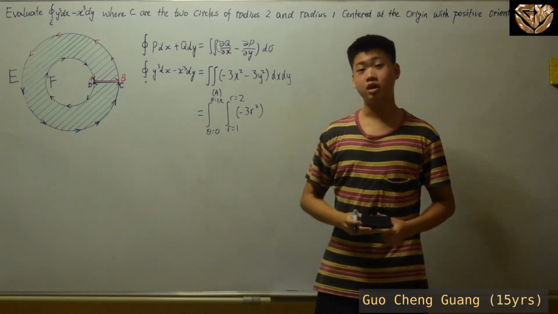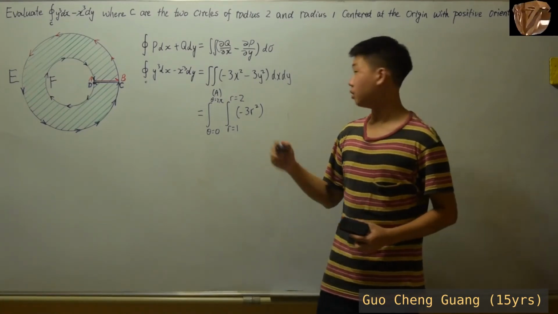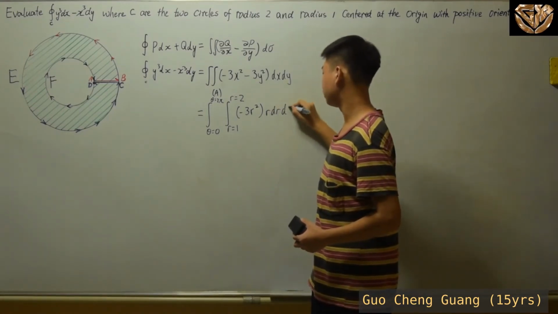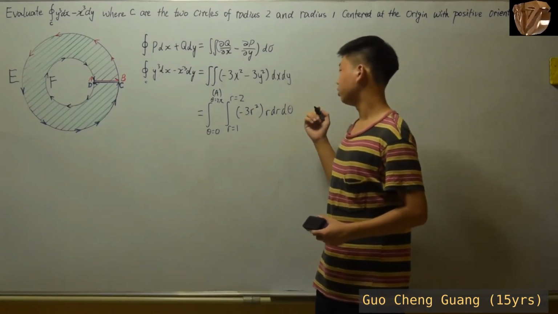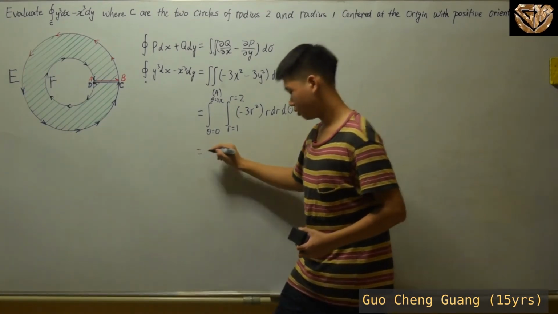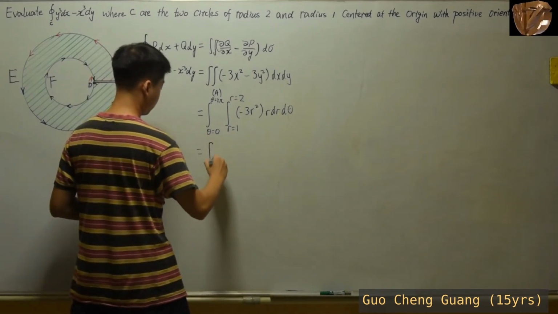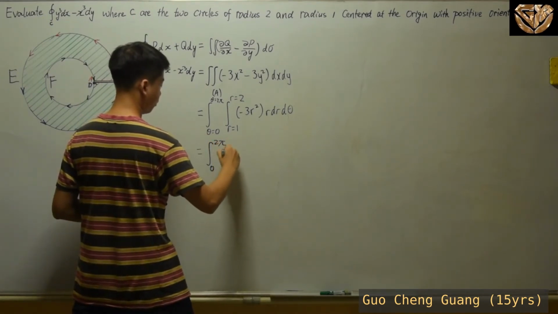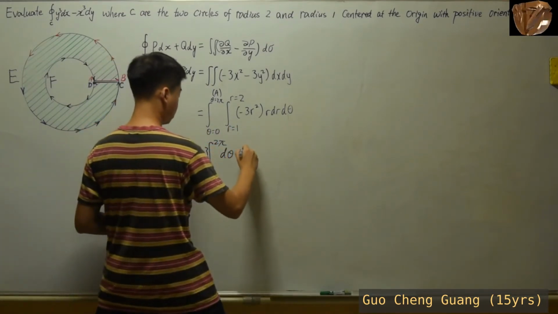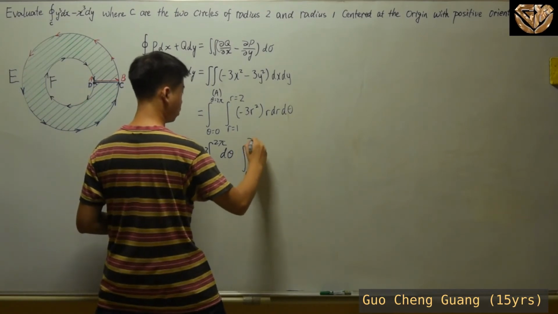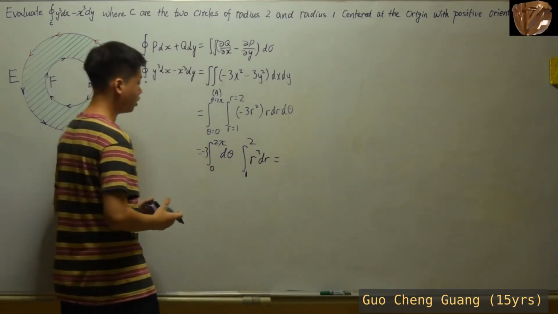Now, what happens to the other part, which is your dx dy? dx dy will become r dr d theta. Alright, so r dr d theta. Now, what you see here is essentially what you could change into a simple iterated integration. Integrate from 0 to 2 pi d theta. And then on the outside you can have negative 3, and of course integrate from 1 to 2 r cubed dr.